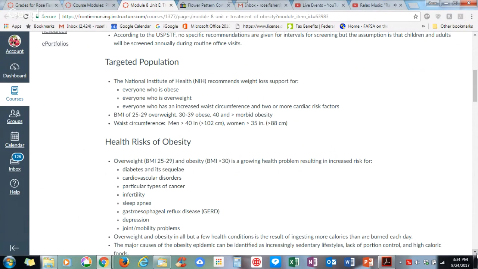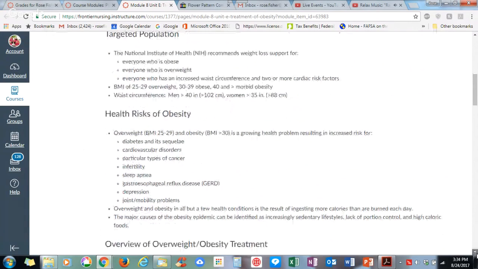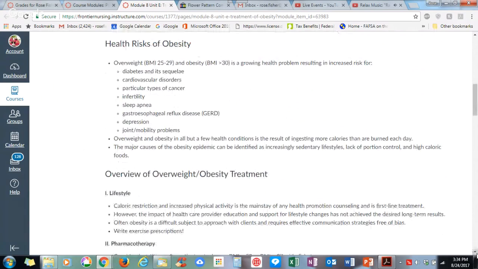BMI of 25 to 29 is overweight, 30 to 39 obese, 40 and greater morbid obesity. Waist circumference: men greater than 40, women greater than 35 inches. Health risks of obesity: overweight, BMI 25 to 29, and obesity, BMI greater than 30, is a growing health problem, resulting in increased risk for diabetes and its sequelae, cardiovascular disorders, particular types of cancer, infertility, sleep apnea, GERD, depression, joint mobility problems.